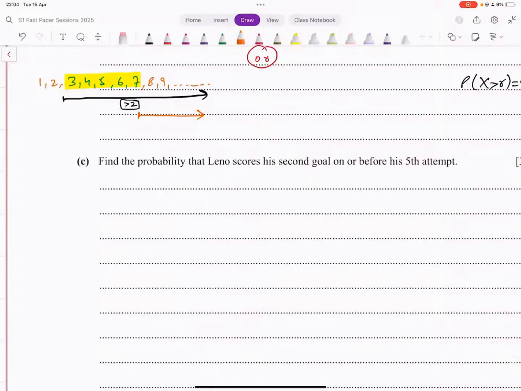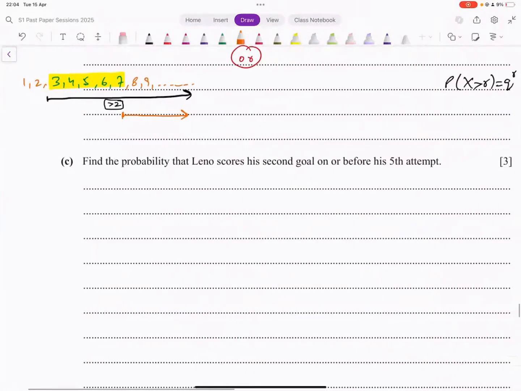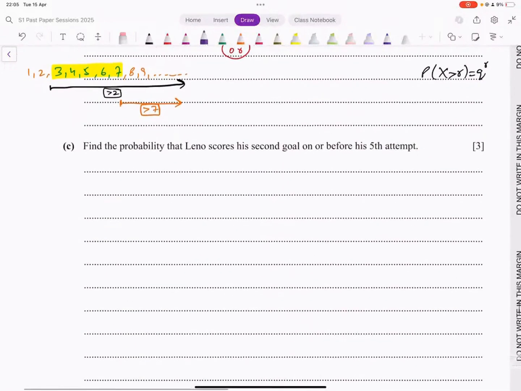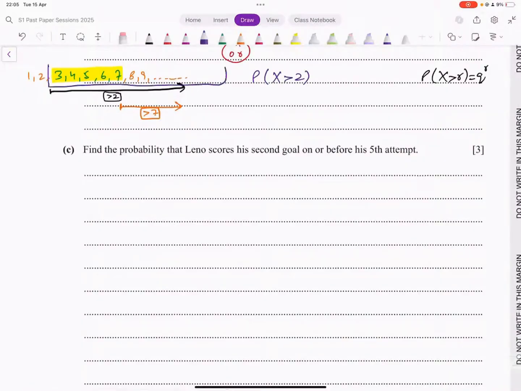How would I describe those numbers in greater than form? These are numbers that are greater than 7. So I can write that probability as probability of x greater than 2. That will incorporate all of these numbers. Subtract from that probability of x greater than 7. That will be all of these numbers. So I get rid of those numbers, and that will leave me with only these yellow shaded numbers.